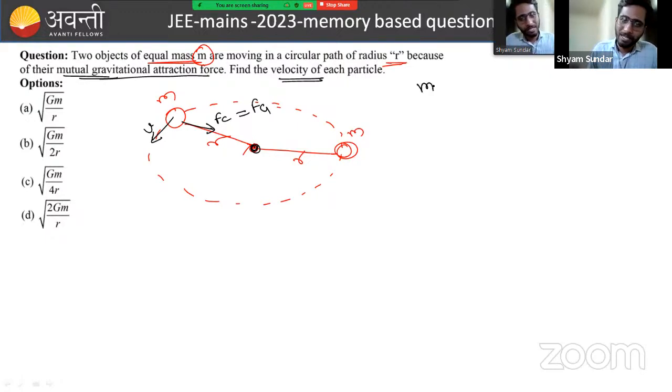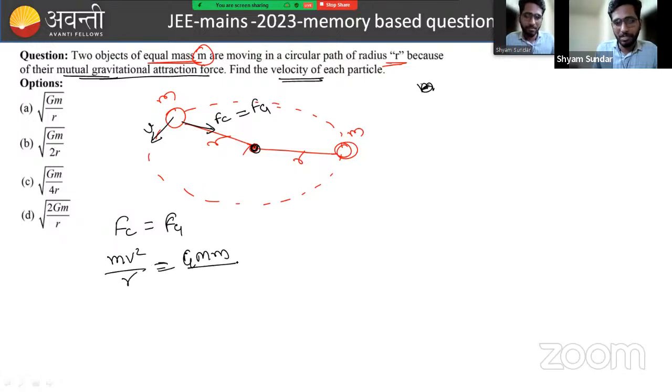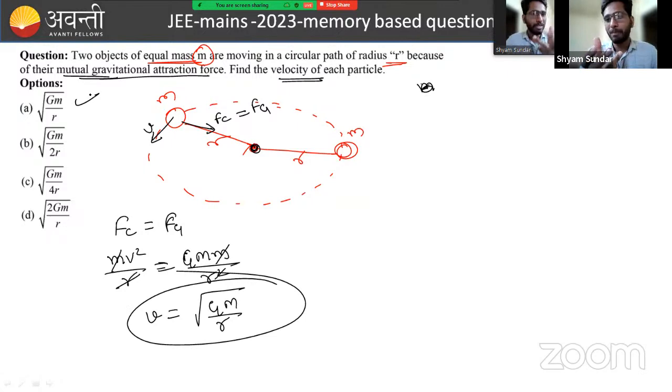Hence, we can say, I will write here, centripetal force equals gravitational force. Centripetal force m v square by r equals gravitational force G m divided by r square. One r cancels and m cancels, then v equals under root of G m by r. This is the velocity of these two particles when they are moving with mutual gravitational attraction at a distance r.